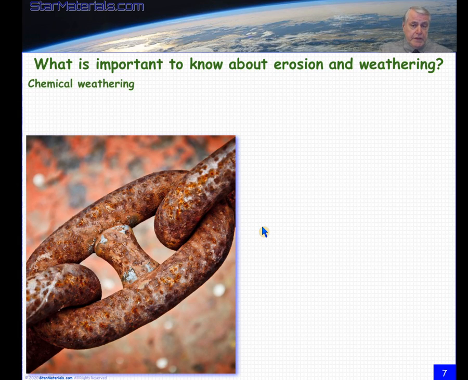Now we have chemical weathering too. Chemical weathering makes new materials. This is an iron chain. The water in the air combined with the oxygen in the air and the iron to make something new. It's called iron oxide or rust. The water gets in and combines with the iron and the oxygen and forms something new. It's not the same.